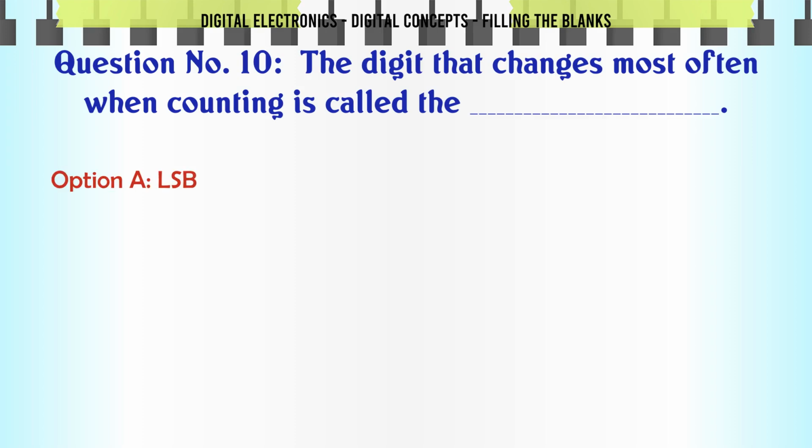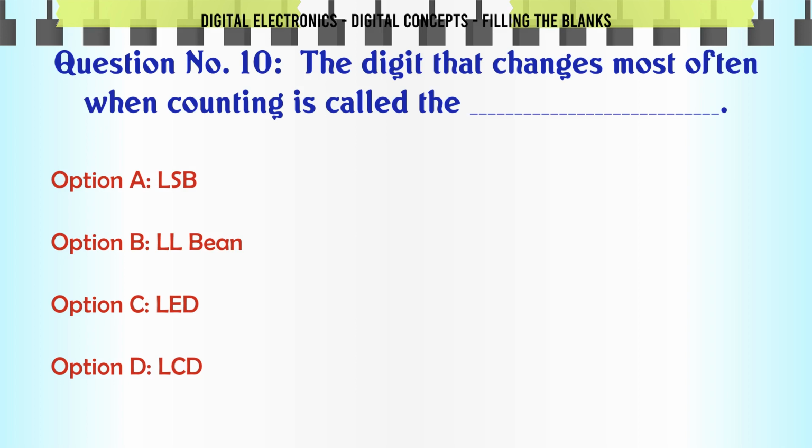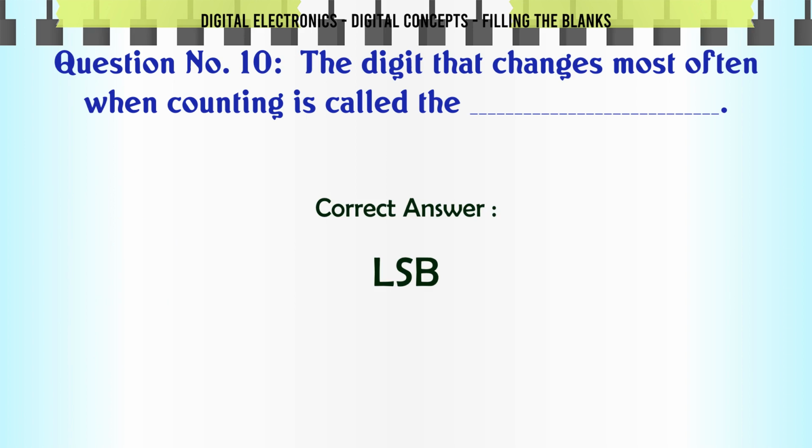The digit that changes most often when counting is called the A. LSB, B. LLbean, C. lead, D. LCD. The correct answer is LSB.